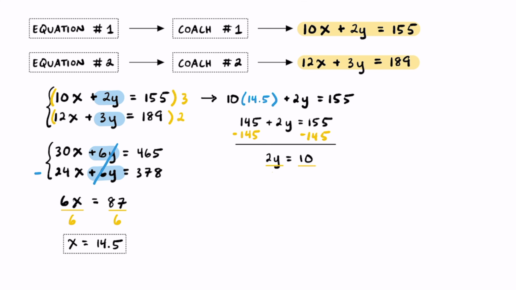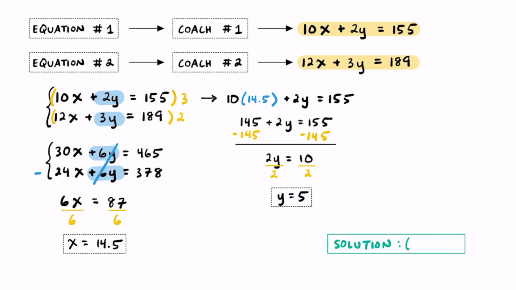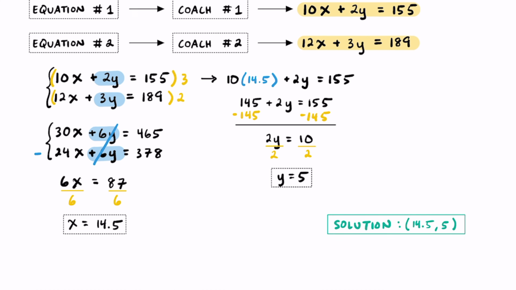One final step, let's go ahead and divide both sides of the equation by 2 here, and we find out that y is equal to 5. This basically tells us that we know the cost of one soccer ball bag is $5. Putting these two pieces of information together, we know x is 14.5 and y is equal to 5. So if we were to graph these two linear equations, they would intersect over in quadrant 1 at 14.5, 5.